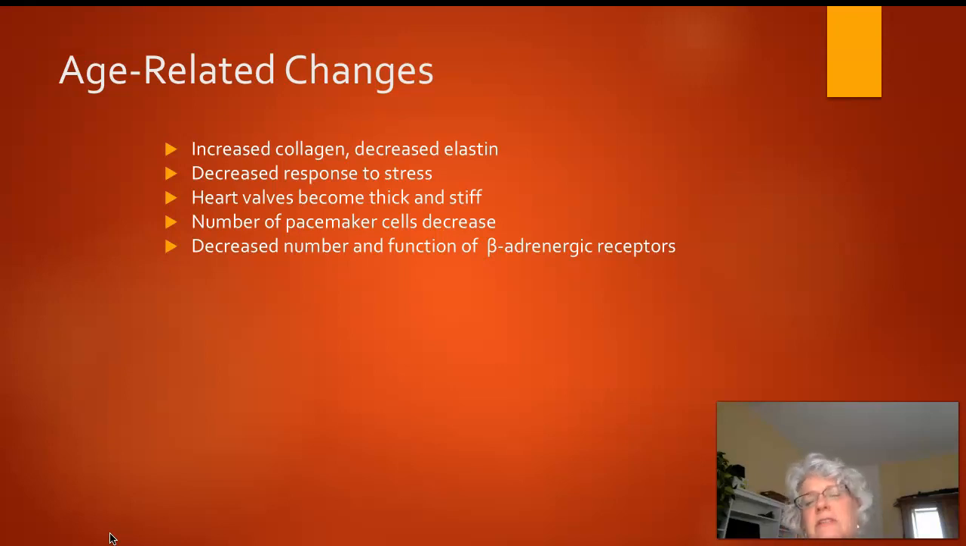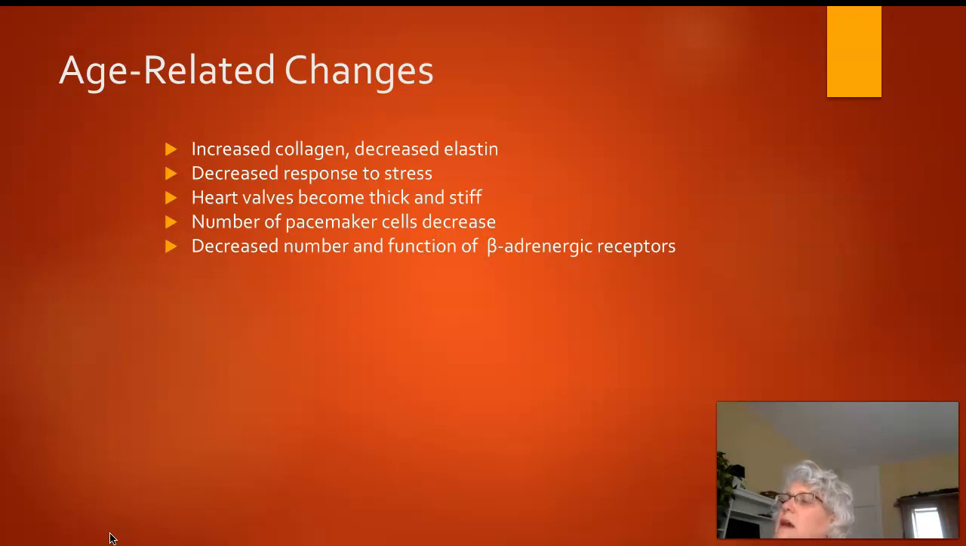One of the other major changes is the response to stress. Normally you would have an increase of heart rate when there's physical or emotional stress. But with the elderly, the ability to increase and decrease the heart rate changes. It's not nearly as sensitive. So you will see this with exercise, especially. The maximum heart rate during exercise will decrease. And as we age, we're just not as able to respond cardiologically to stress.